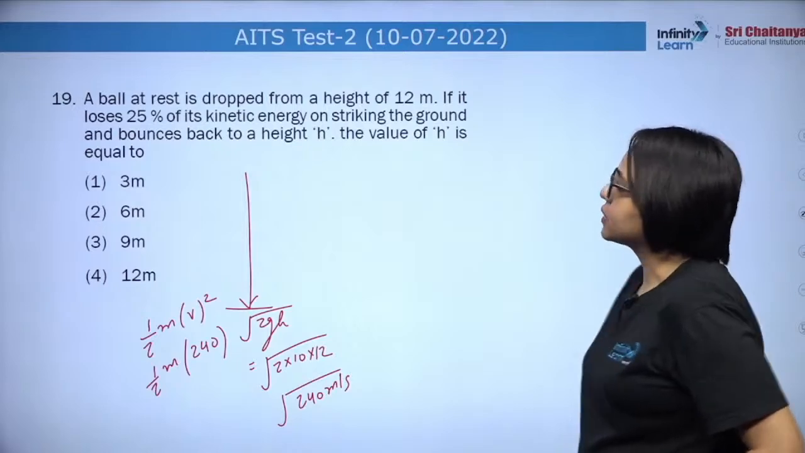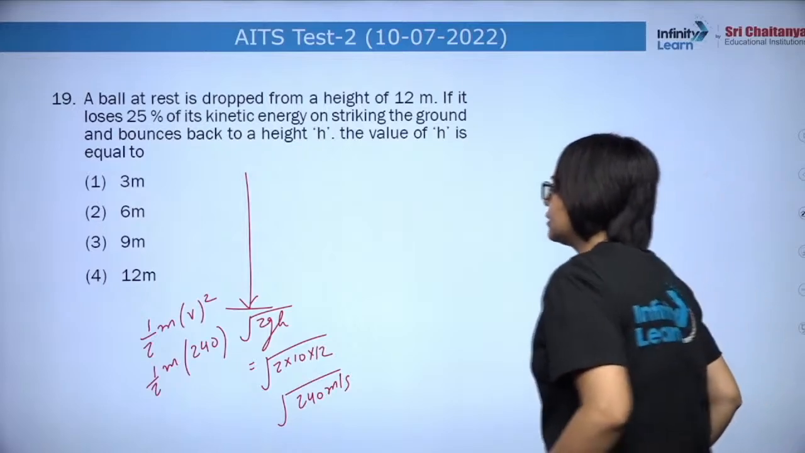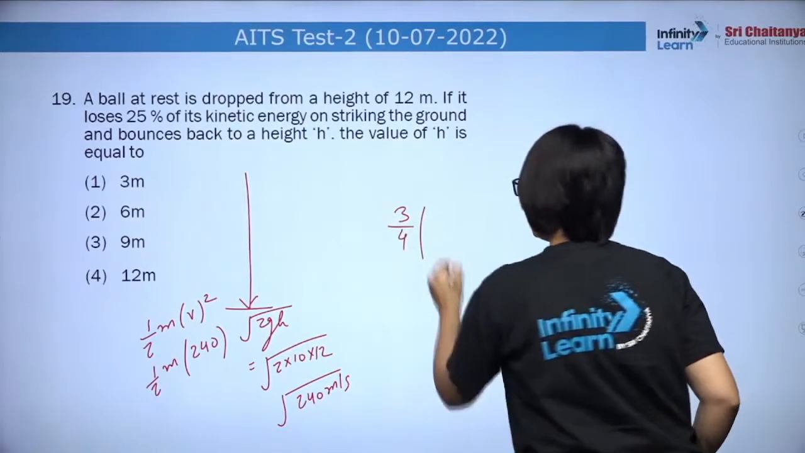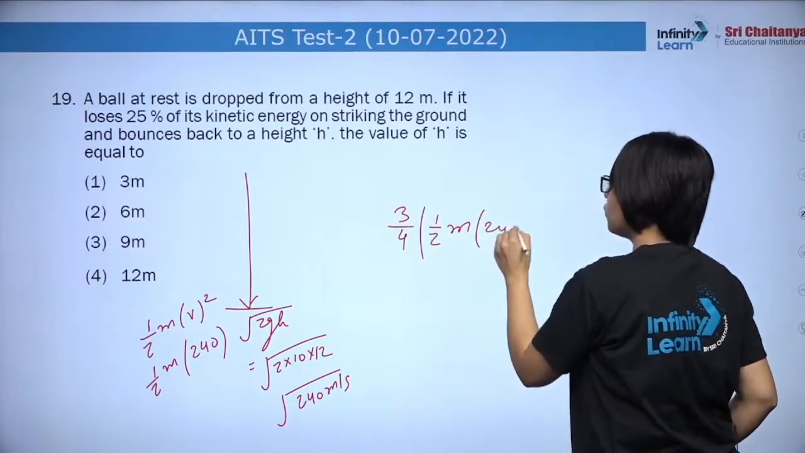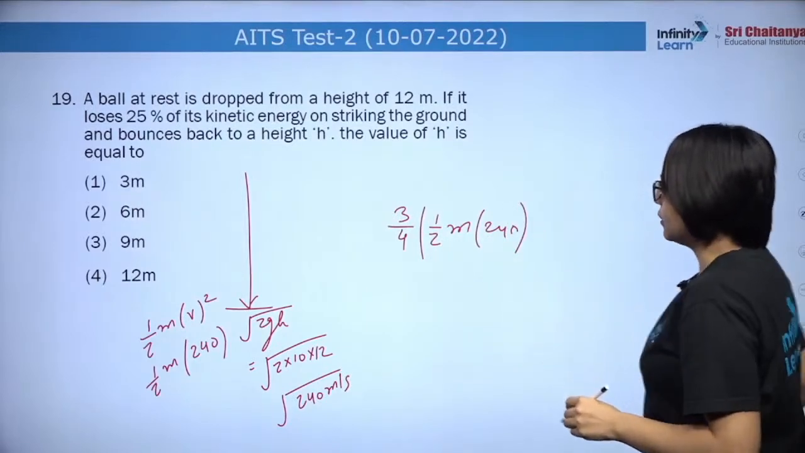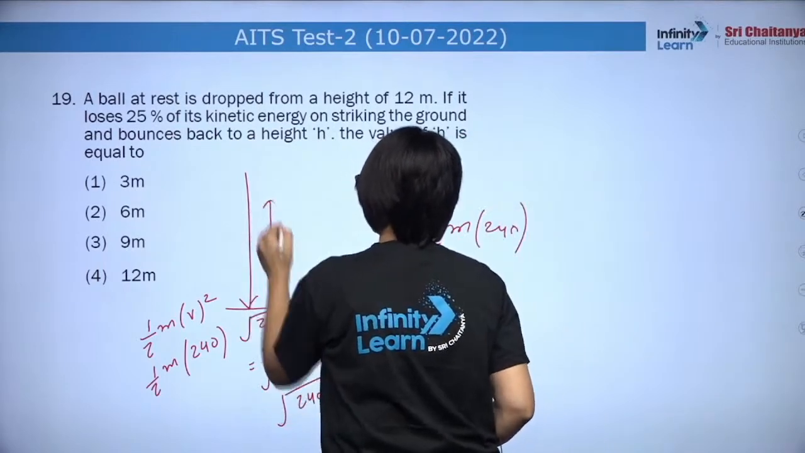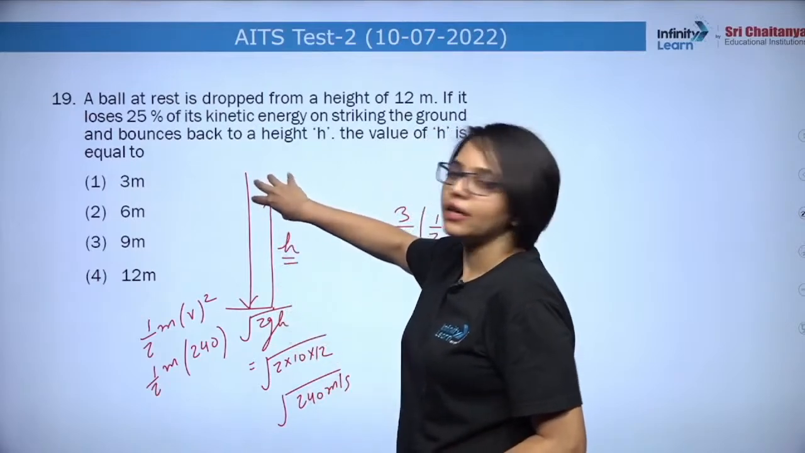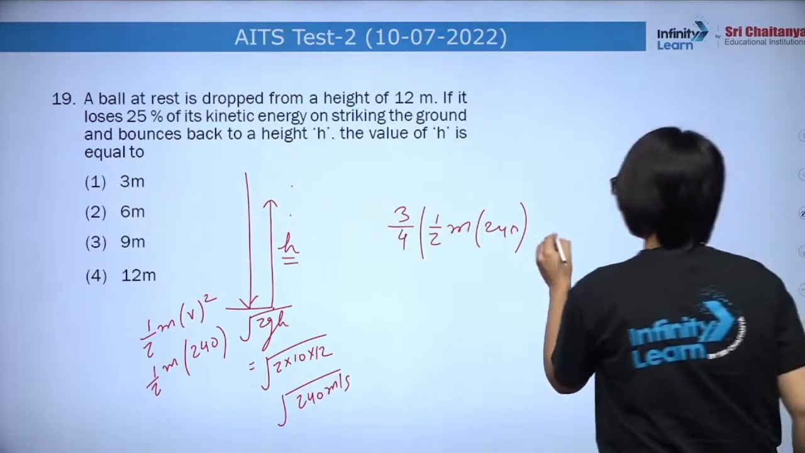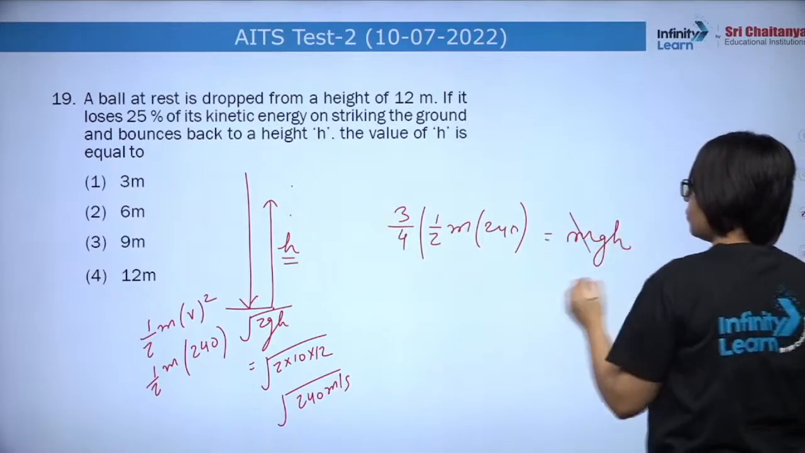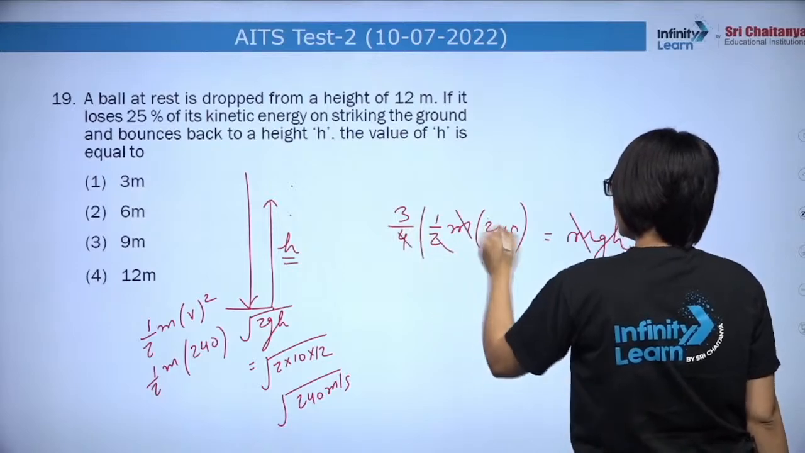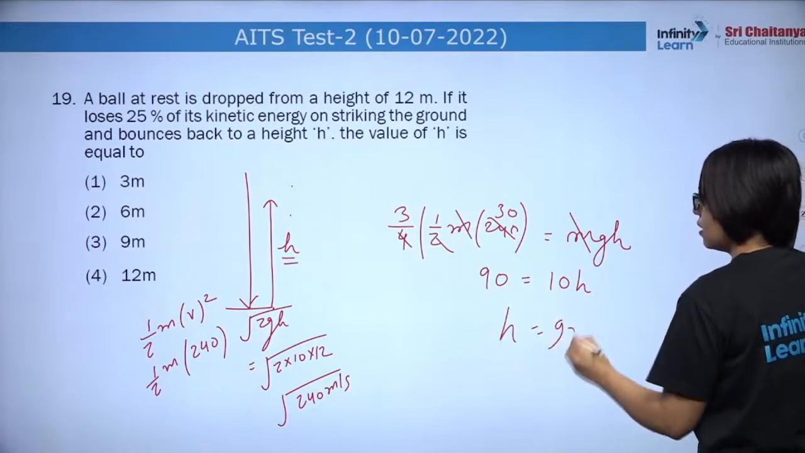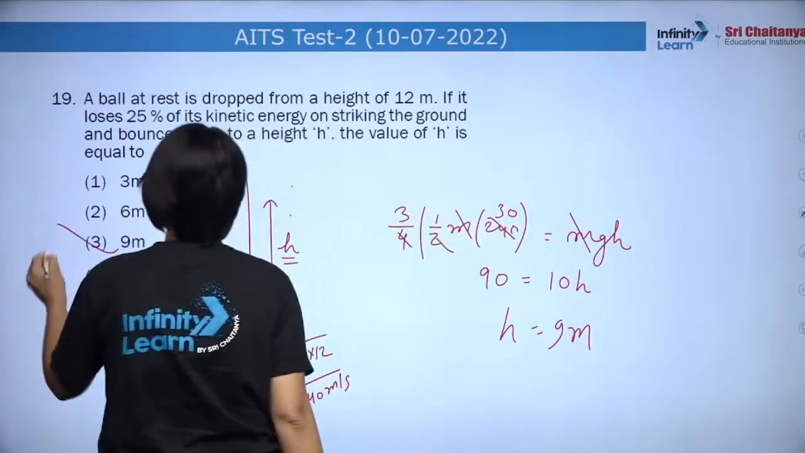Now it loses 25% of its kinetic energy on striking the ground. So remaining 75%, that is 3/4 of the kinetic energy, will be half m into 240 times 3/4, and with this kinetic energy, it will rise again to a height h. So what will happen? This total kinetic energy will be total potential energy at the highest point. So this kinetic energy will convert into mgh. m cancels, so we have this is 30, so we have 90 is equals to g into h. So h will be 9 meter. So correct answer is option 3.